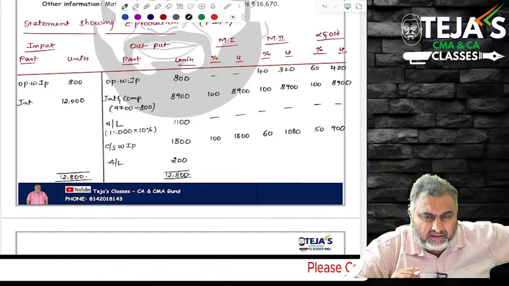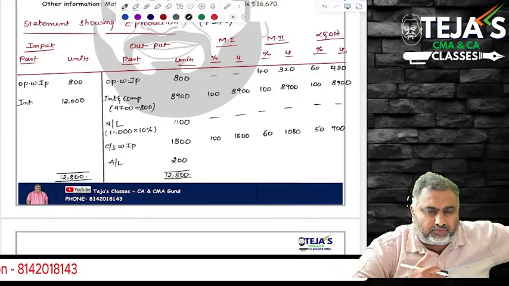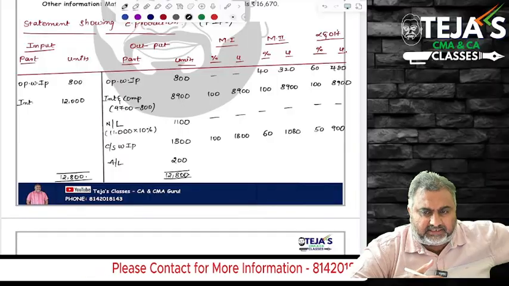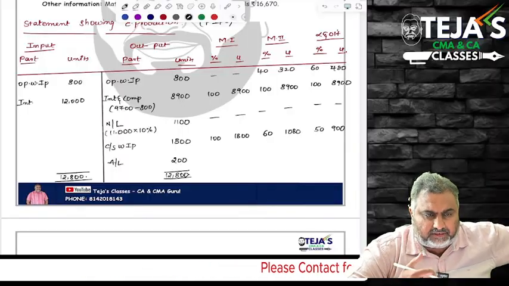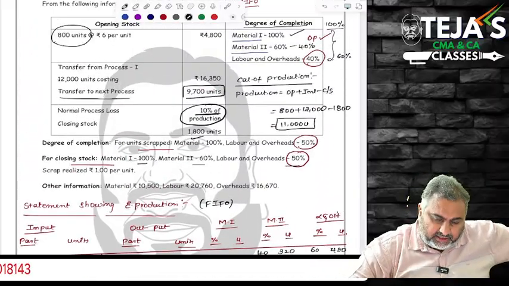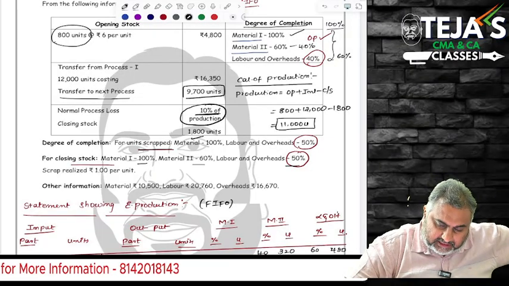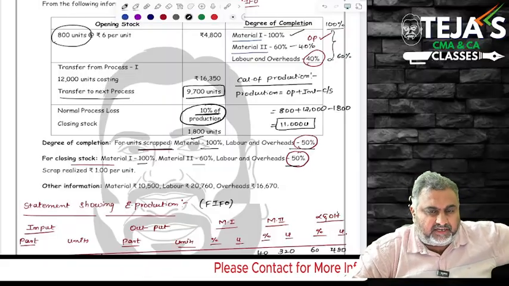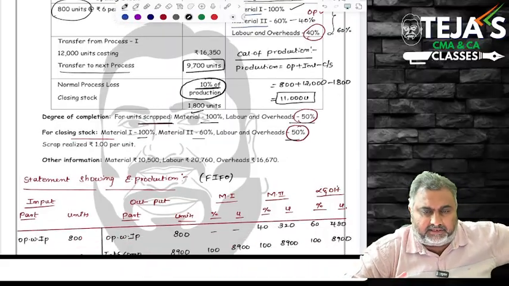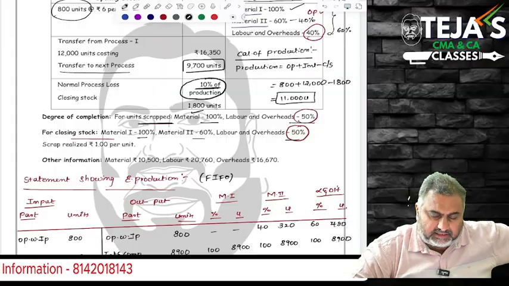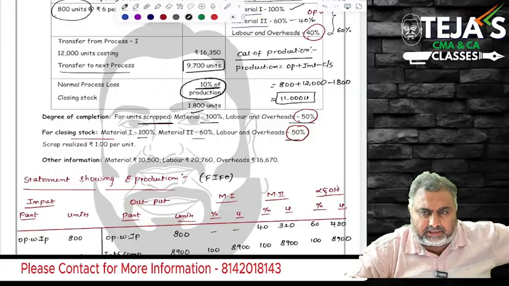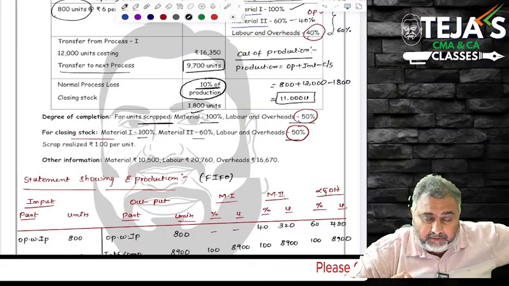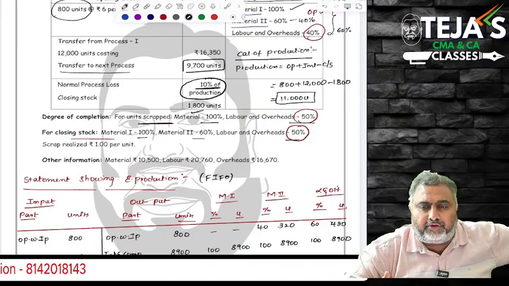Sir, why? How much loss was happened because of my negligence, I want to find out. That's the reason abnormal loss degree of completion we will take 100%. But in the given question they said unit scrapped, material 100%, labor and overhead 50%. Sir, material 100 means which material? Both the materials. Yeah, sir, scrapped means can I consider normal loss also? Now only I told. Normal loss always the degree of completion will be nil.